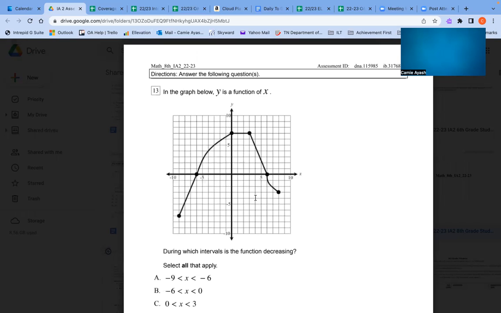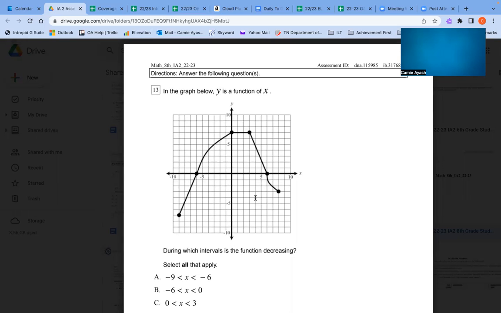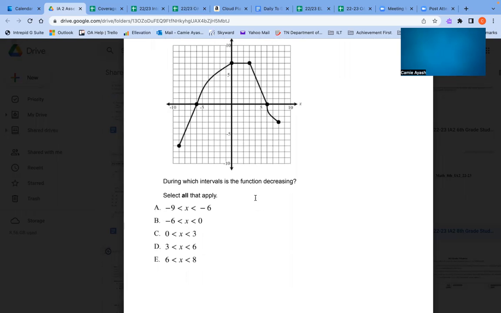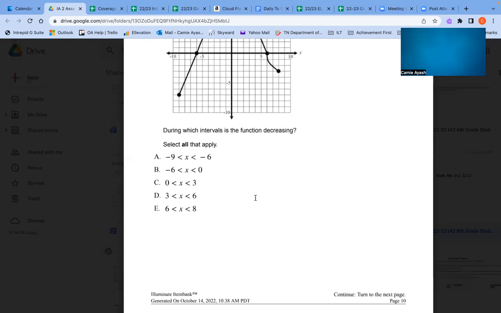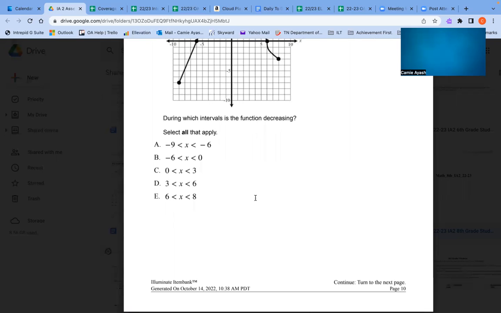Number 13, in the graph below, y is a function of x. During which intervals is the function decreasing? Select all that apply. A, -9 is less than x less than -6. B, -6 is less than x less than 0. C, 0 is less than x less than 3. D, 3 less than x less than 6. E, 6 less than x less than 8.